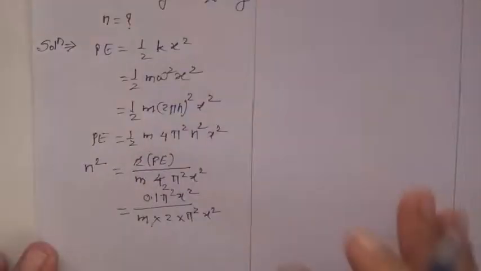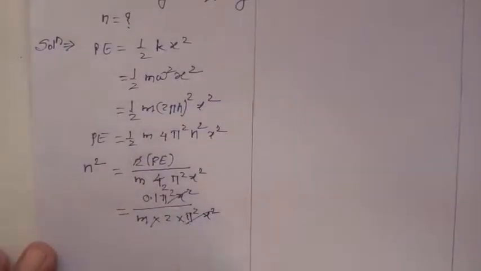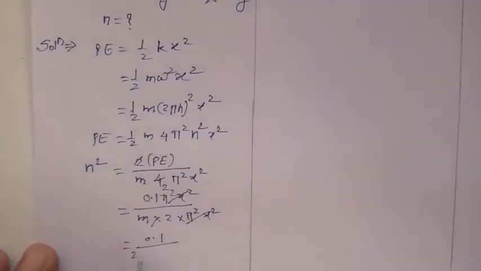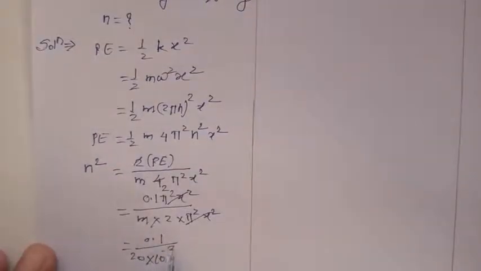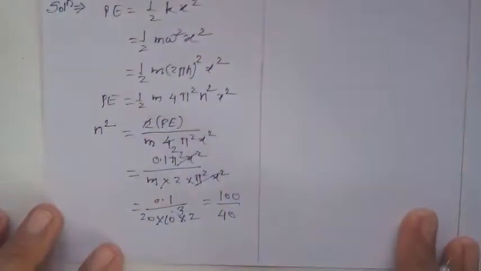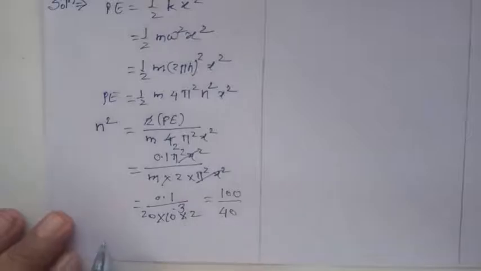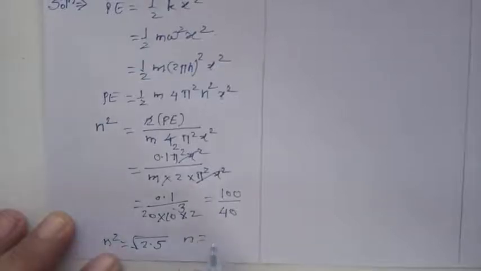This pi square x square get cancelled, and when I put the value of m here, that is 0.1 upon, what is the value of m? Mass given 20 into 10 to the power minus 3 into 2. Here I get, after solving, 100 upon 40. That is under root of 2.5. For n square I get 2.5.